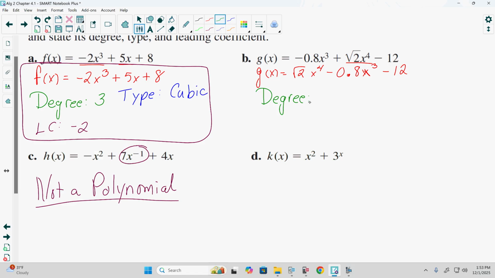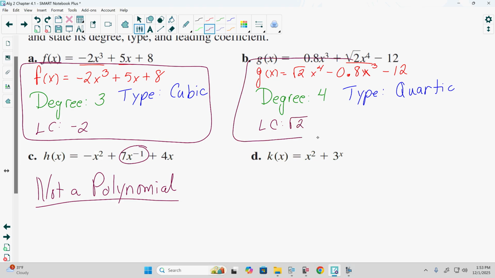Now our degree for this here would be 4, our x to the fourth, fourth power. Now the type, quartic. And leading coefficient would be square root of 2. We can have numbers inside of radicals. We cannot have variables inside of radicals. Questions on C?